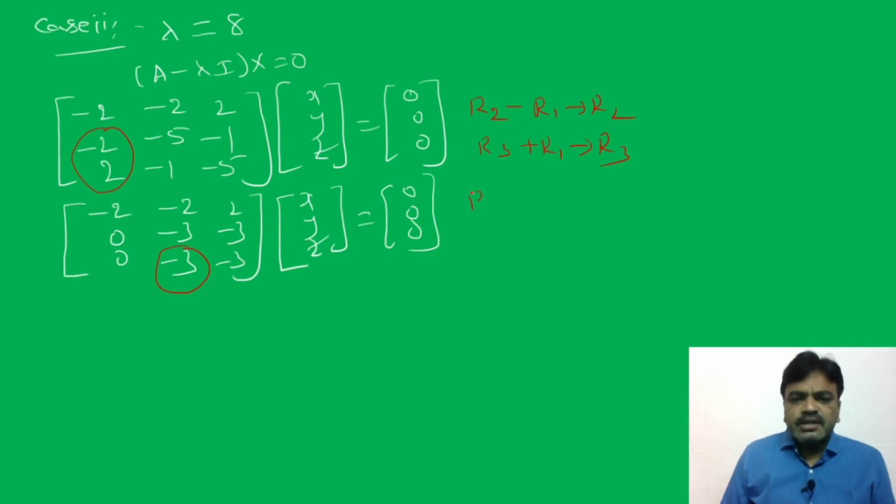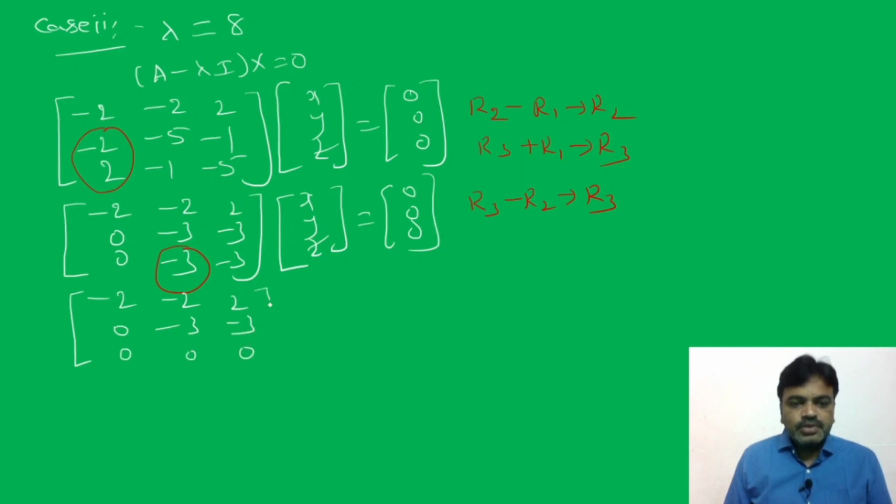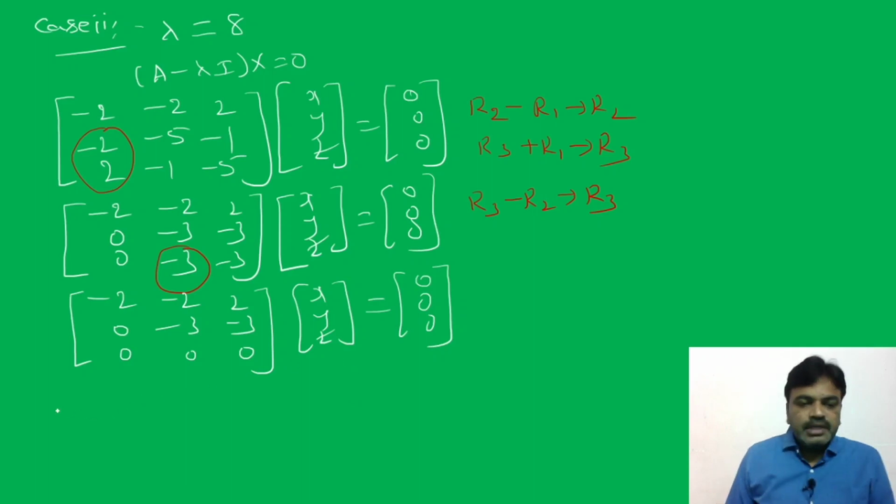So clearly the row operation is R3 minus R2 in place of R3. So we get here minus 2, minus 2, 2; 0, minus 3, minus 3; clearly last elements are 0, 0, 0. We get X, Y, Z equal to 0, 0, 0. Now clearly here rank of A is equal to 2, which is less than 3, okay. Number of unknowns is 3, X, Y, Z here.